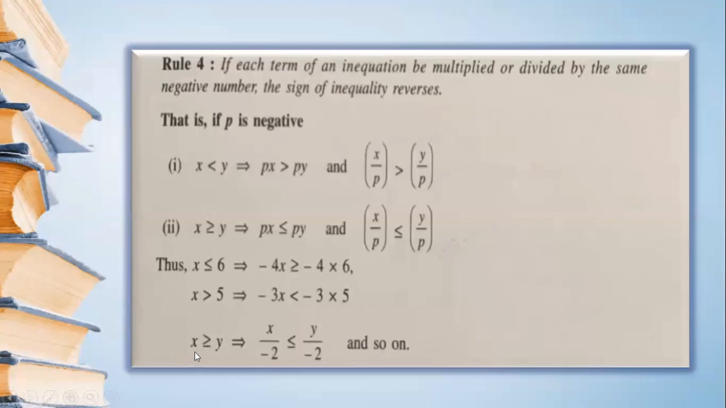When x is greater than or equal to y, we will get x upon minus 2 is less than or equal to y upon minus 2. Since we have divided by a negative number, minus 2, on both sides, this inequality sign will reverse. So here greater than or equal to will change to less than or equal to.